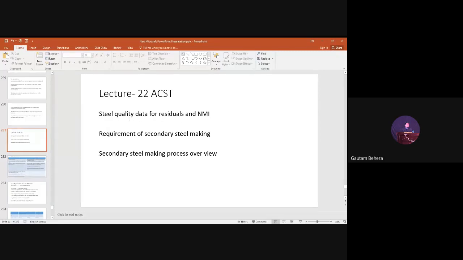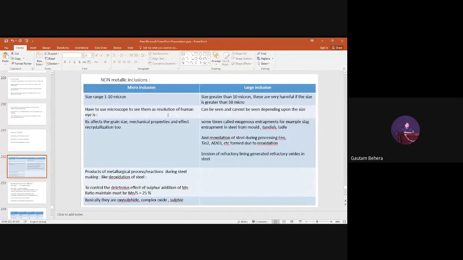So today first we cover steel quality with respect to residuals and non-metallic inclusions. We start with non-metallic inclusions. You can see we have two types of inclusions. One is micro inclusions, meaning the inclusion size is very small, whereas we can also have large inclusions. Large inclusions are not good if they are present in the steel. But it is very difficult to get 100% inclusion-free steel. Anyhow, we will have some inclusions in our steel. It may be at ppm level, but still it will be there.